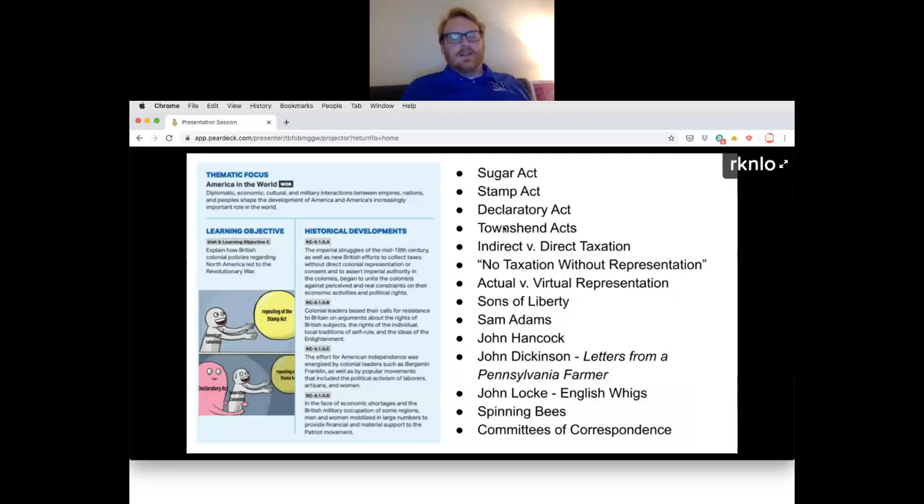All right, so let's put a stop right here. Let's talk about why the taxes were put out there. It doesn't matter how many times I tell you this: it is not because the British wanted the colonists to pay off the debt. None of these taxes, the Sugar Act, the Stamp Act, the Townshend Acts, are going to pay off the massive debt from the French and Indian War.